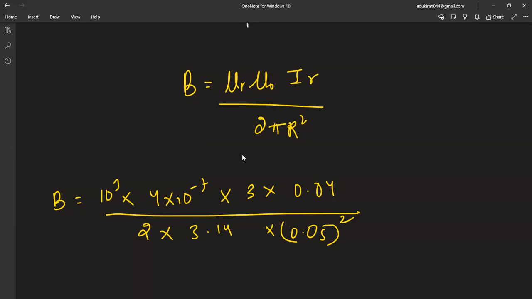Let me check the answer. I'll let you know by the time you write it down. I'm getting 1.2 into 10 to the power minus 2 Tesla. How much are you getting? No, the answer is actually 9.6 into 10 to the power minus 3 Tesla. This is the answer. Please check the calculations once.